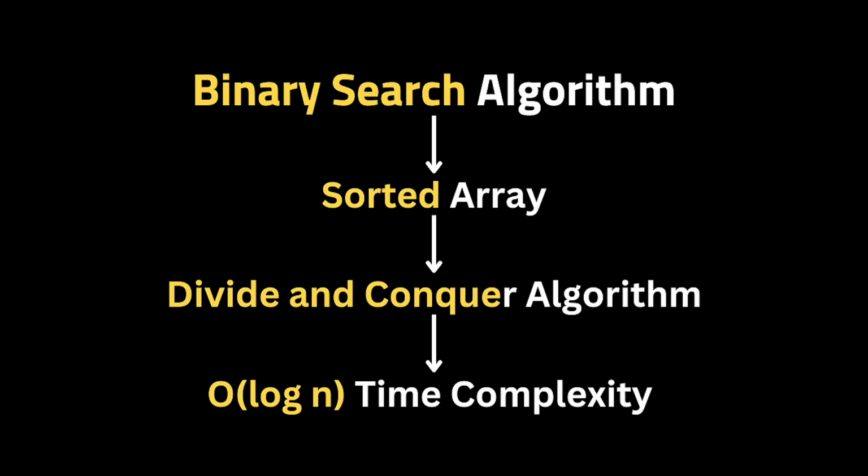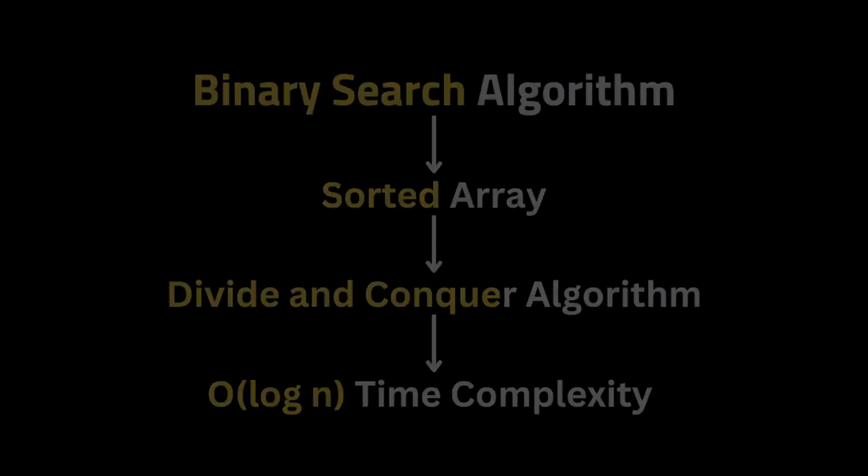Binary search is an efficient algorithm for searching for an item from a sorted list of items. It is known as the divide and conquer algorithm, or also as a half-interval search or logarithmic search, with a time complexity of O(log n).